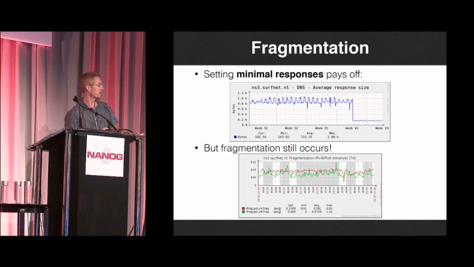So what happens if you turn minimal responses on? Well, that pays off. This is a graph for one of our authoritative name servers. We had lots of problems when we first deployed DNSSEC with people being unable to resolve names in our zone. And that was mostly due to the large responses, and we changed to minimal responses, and as you can see, the average response size from our authoritative name servers dropped by about 66%. But even if we turn minimal responses on, we still see fragmentation, and about 0.1% of packets that go over IPv4, the red line in the bottom graph, still get fragmented because they don't fit in a single packet.